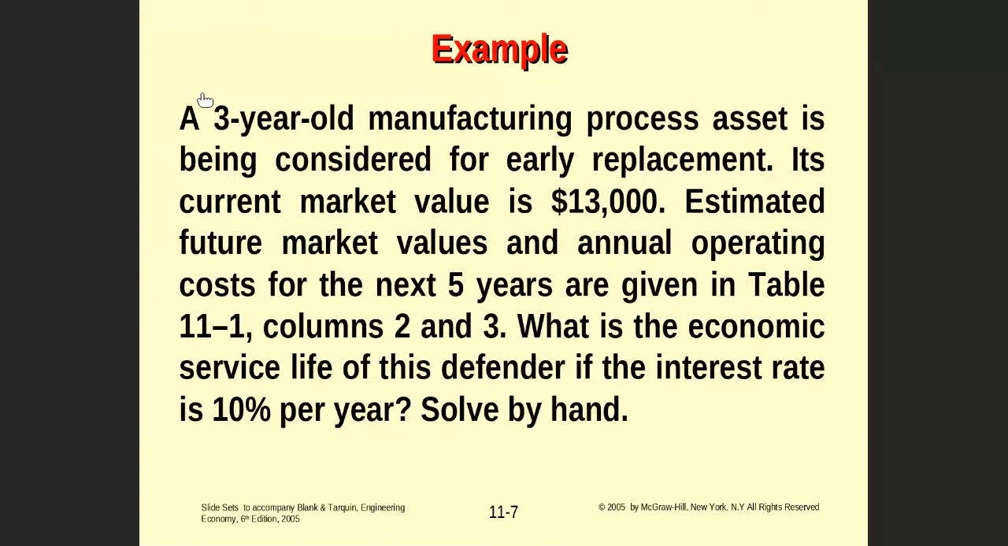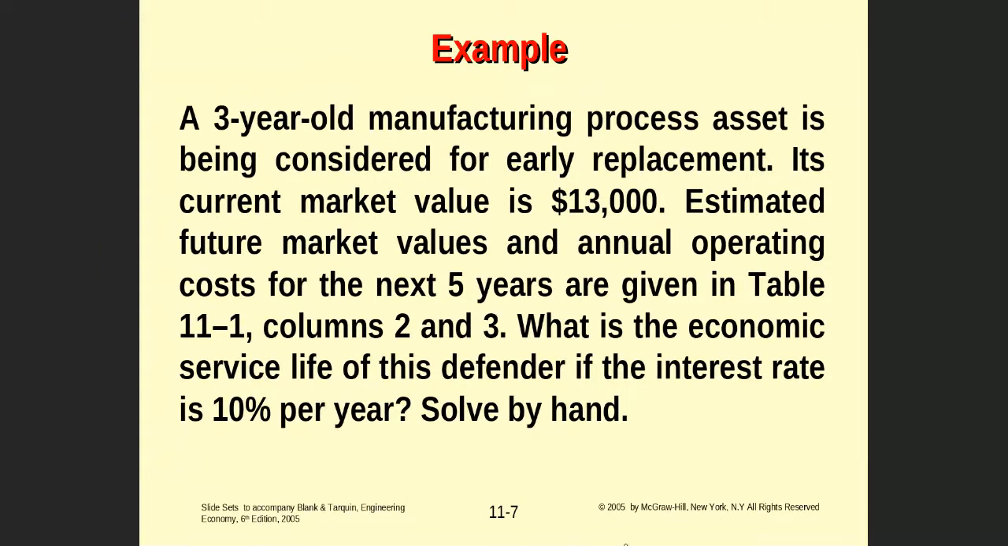Okay, let's read this example. A 3-year-old manufacturing process asset is being considered for early replacement. So this machine, from the beginning, is considered to be replaced early, maybe due to a technology change or anything that happened to them. Its current market value, pay attention to the word current, that means now, is 13,000. Estimated future market value and the annual operating cost for the next coming 5 years are given in the next slide.